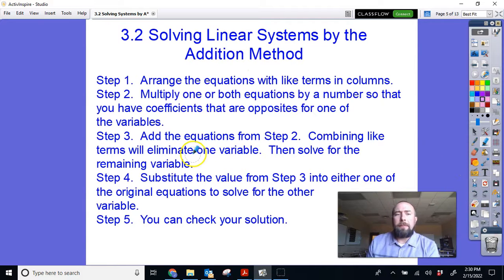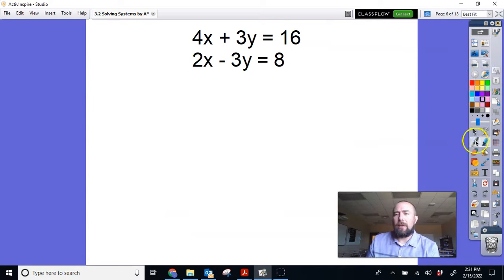So, step number 3 says, once you've got opposites for one of the variables, you're going to add the equations together from step 2. Combining like terms is going to eliminate one of the variables. This is why, again, some teachers call this the elimination method, because what we are going to see happen is we are going to see one of the variables cancel out. So watch what happens on this example that I have over here.